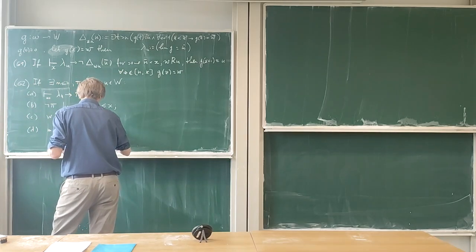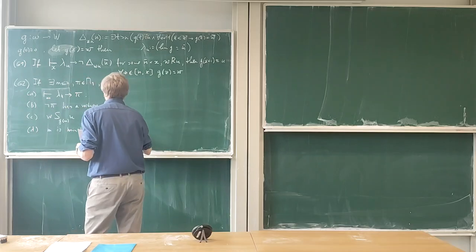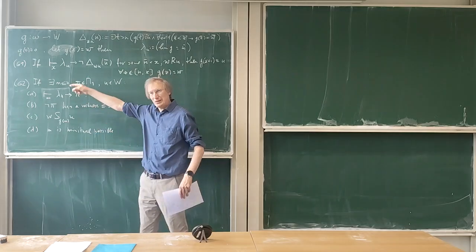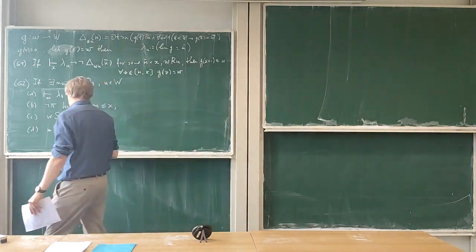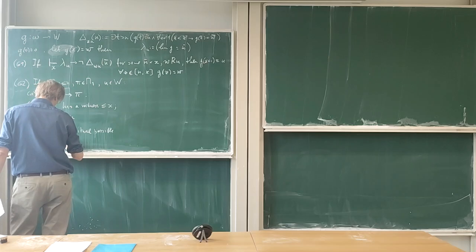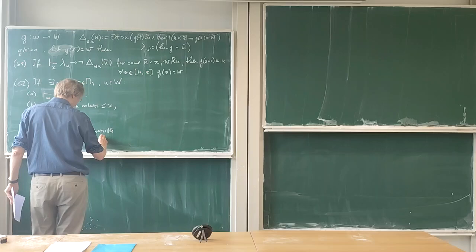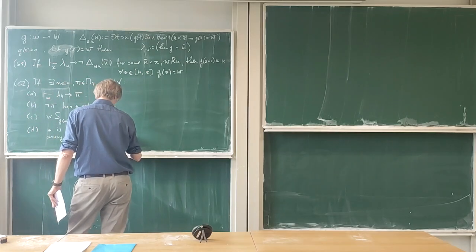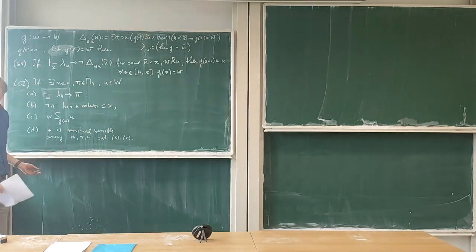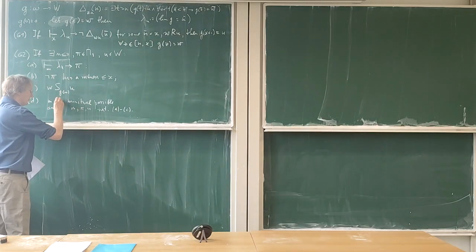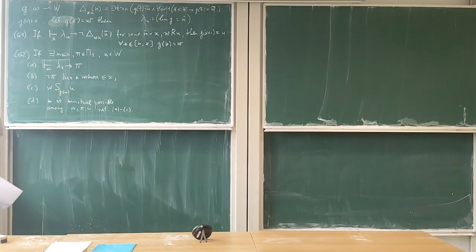Minimal possible among all possible triples m, pi, u satisfying conditions A, B, C. So that's also an important condition.